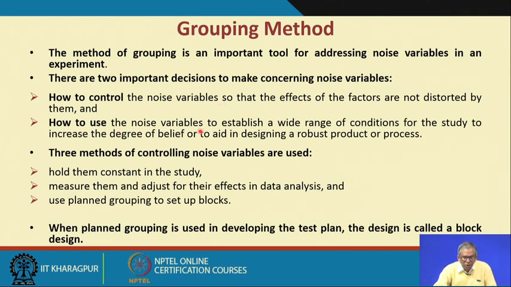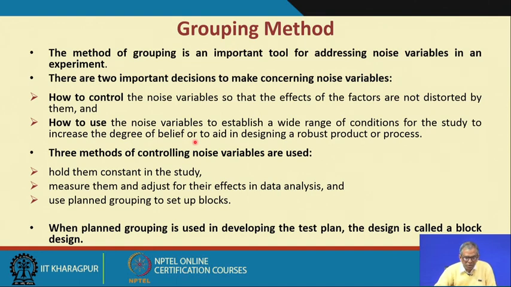And how to use the noise variables to establish a wide range of conditions for the study to increase the degree of belief. That means here is an experiment I have conducted where I say that all possible conditions I have explored. Whenever you say all possible types of combinations, directly or indirectly, you are referring to consideration of many types of uncontrollable noise factors. Is it okay? So how to control the noise variables?